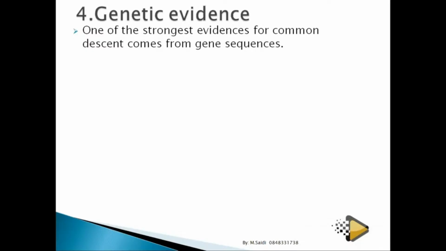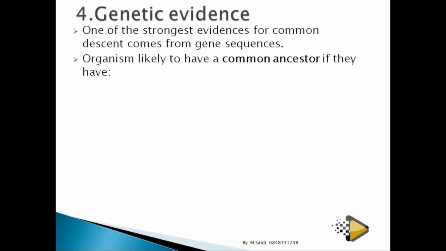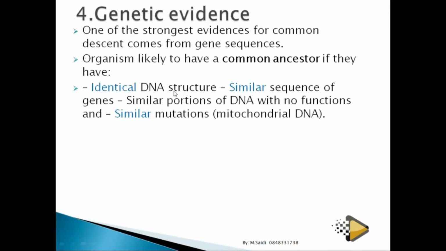But if you have different genes, and the percentage of similarity is too small, then it means that you diverged a long time ago. So organisms are likely to have a common ancestor if they have, number one, identical DNA structure. You find that chimpanzees share almost 98% of DNA with humans. Then it means that we are related to chimpanzees. Number two, similar sequence of genes, the way they are aligned. If you have the same sequence, then we share a common ancestor.